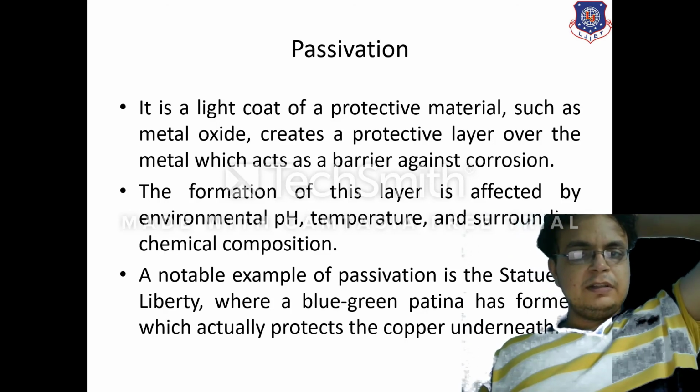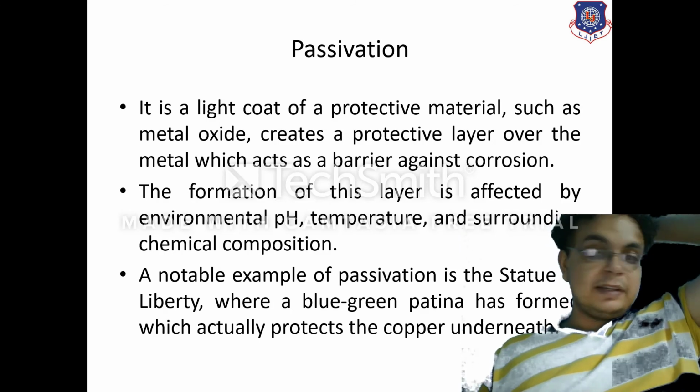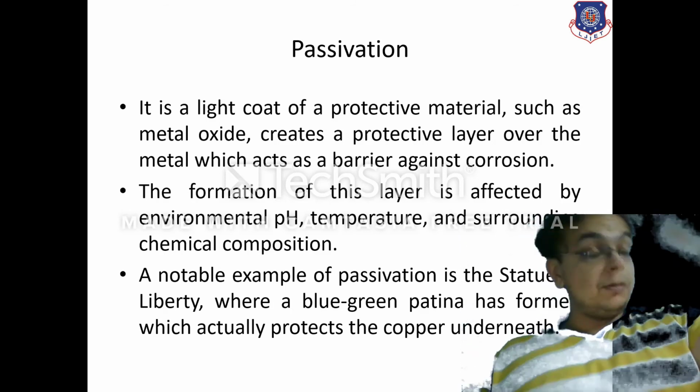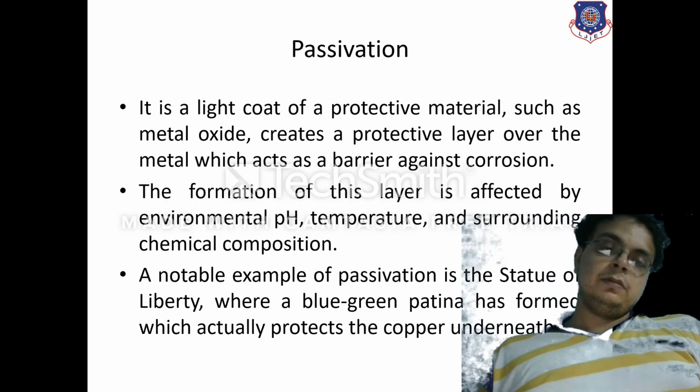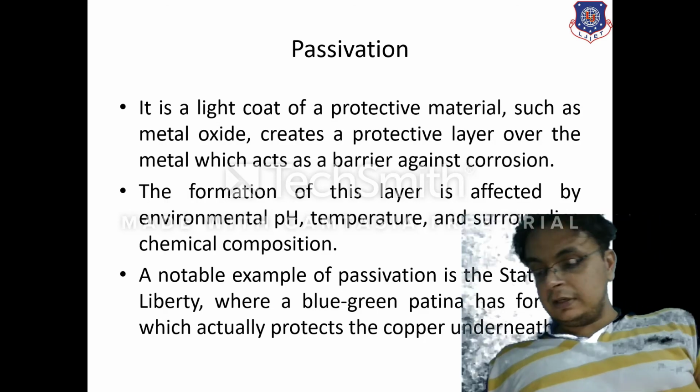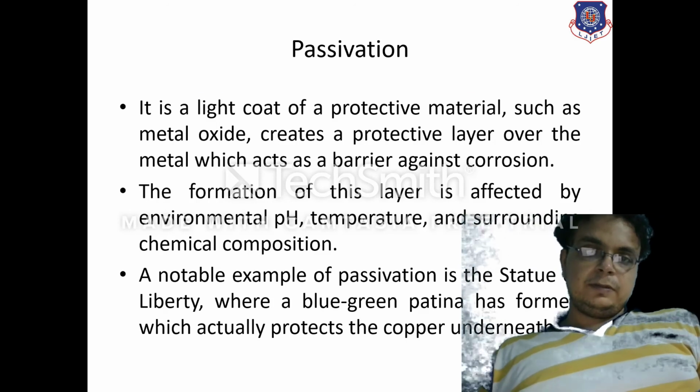Generally, the protective oxide layer is formed. It acts as a barrier, which means it obstructs corrosion. Then it is highly affected by pH, temperature and chemical composition. And an example is the Statue of Liberty.